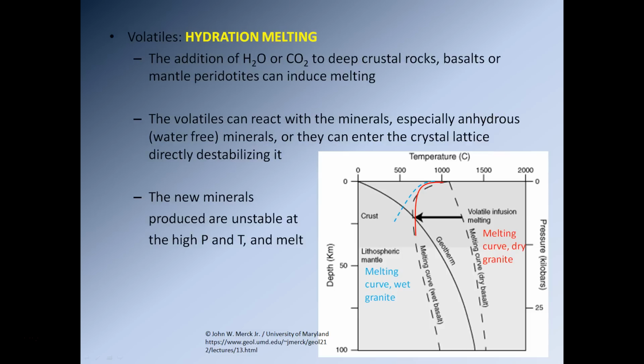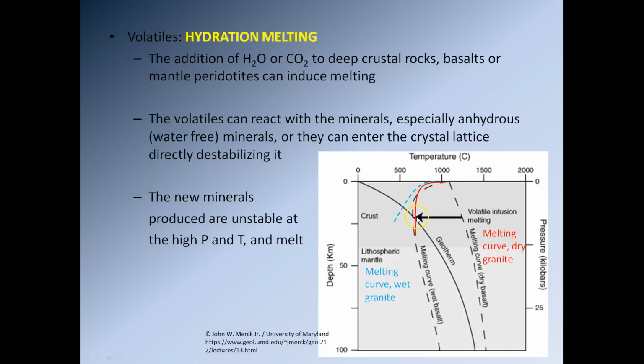So what we're doing in the case of hydration melting, we're taking the geotherm and we are doing nothing to it whatsoever. The geotherm in this case is stationary. What we're doing in this case is by adding water, we are taking the melting curve for material, in this case basalt, and we are driving it to the left until it intersects the geotherm, at which point it starts to melt.